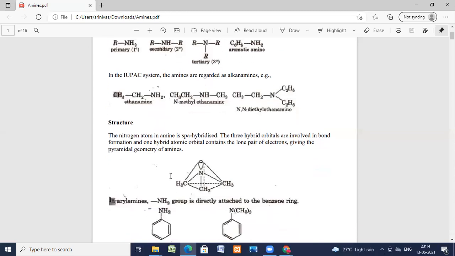Now we'll go for the structure. The nitrogen atom in amine is sp3 hybridized. It has a pyramidal structure, one lone pair of electrons and three methyl groups. The three hybrid orbitals are involved in bond formation and one hybrid atomic orbital contains the lone pair of electrons, giving the pyramidal geometry for amines.